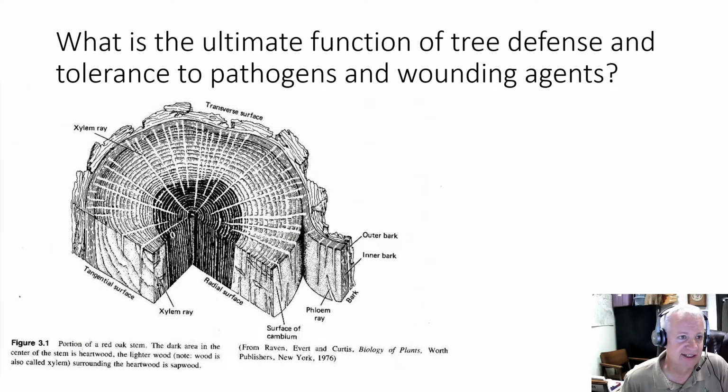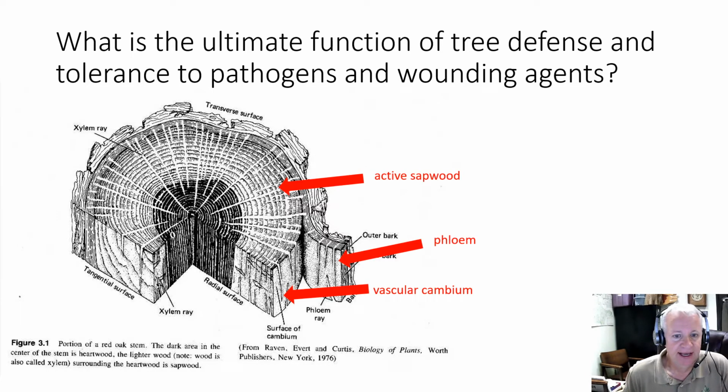One of the first questions we might ask ourselves is, what is the ultimate function of tree defense or tolerance to pathogens and wounding agents? What has driven natural selection for these traits? And really, in the end, some of the primary things being protected are the active sapwood of the xylem that transmits water and contains nutrients, the vascular cambium, which if it goes away, the tree will die because it can't produce the transport tissue of the tree, the xylem and the phloem, and then the phloem, which contains nutrients and sugars and therefore is a target for herbivores and pathogens. So protecting those elements is really important.